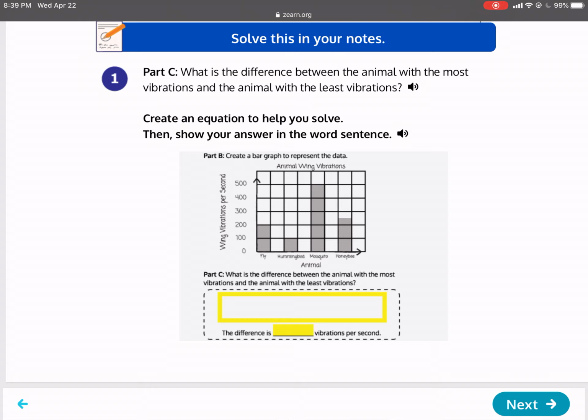I could also count by hundreds, counting up starting after the unit of 100, because I can look and see that 100, or that first unit, is colored in for hummingbird, but mosquito is much bigger. So I could count up 100, 200, 300, 400. I think it's easier to just subtract. 500 minus 100 equals 400. The difference is 400 vibrations per second.